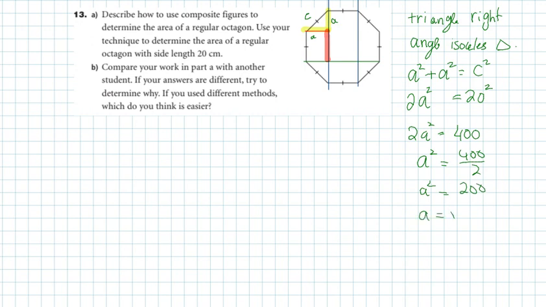Good. Square root of 200 is what? 14.14. Good. So that's A. Okay.